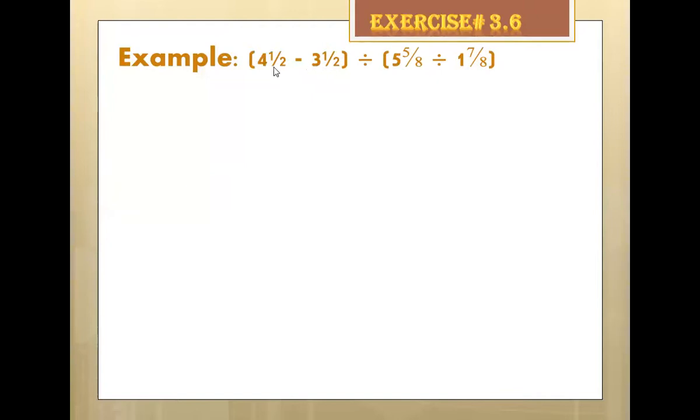Because you have to solve the brackets first, the things written inside the bracket you have to solve first. In step number one, you will convert these mixed fractions into improper fractions. How? Just like this. 2 fours are 8, 8 plus 1, 9 upon 2. 2 threes are 6, 6 plus 1, 7 upon 2. The divide sign will remain the same. 8 fives are 40, 40 plus 5, 45 upon 8, and 8 ones are 8 plus 7, 15 upon 8.